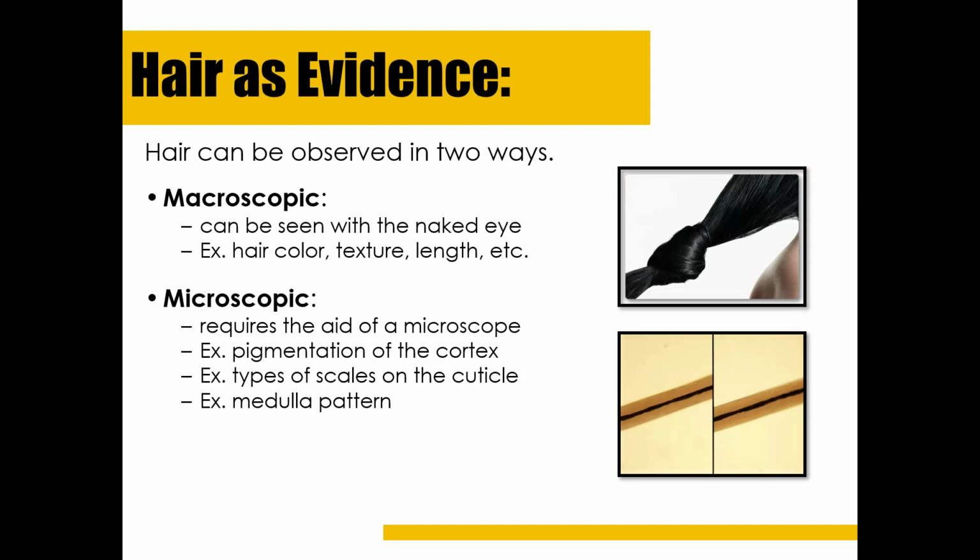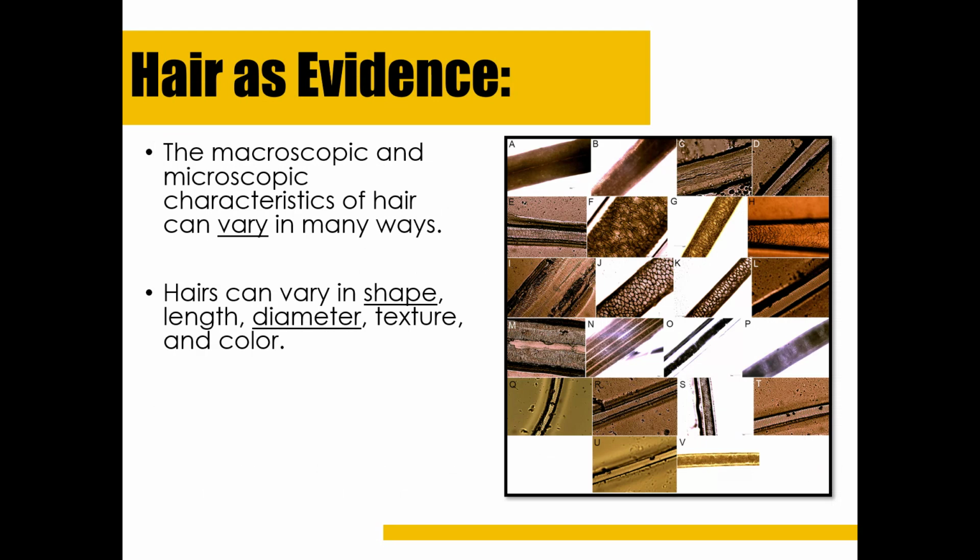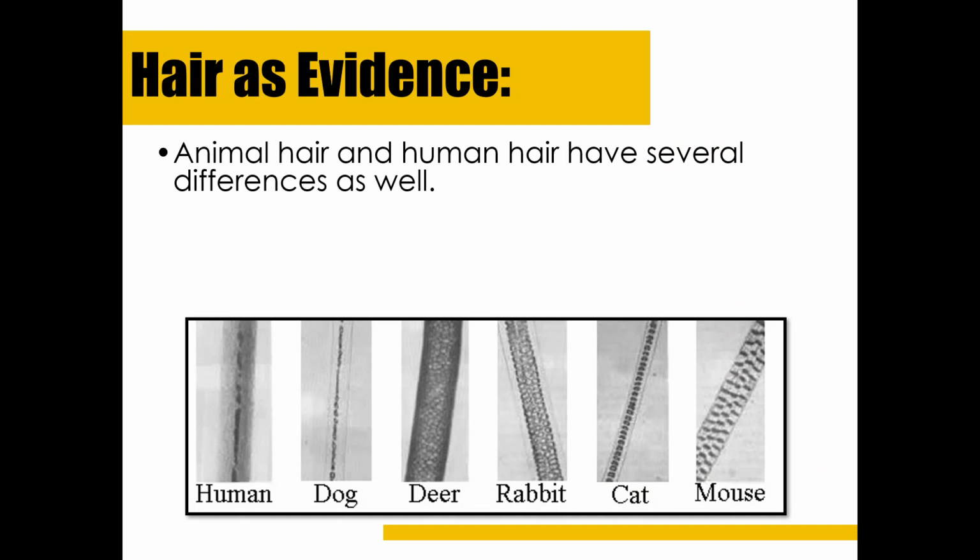This can be pigmentation of the cortex. Remember from the last lesson, that's the coloring of the hair. The types of scales on the cuticle, which direction they might be pointing, and then also medulla pattern. Now, the macroscopic and microscopic characteristics of hair do differ greatly. And you can see from this image, hairs look different depending on their origin. So hairs can vary in shape, length, diameter, texture, and color. Hairs even differ within different ancestral groups. Hairs can be different depending on whether they come from an animal or a human.